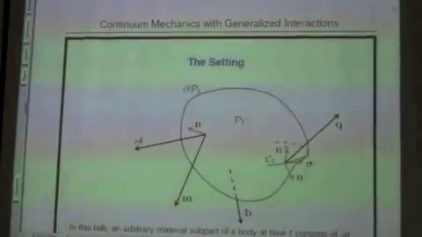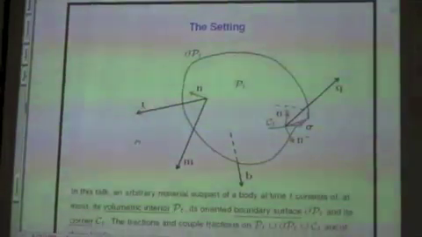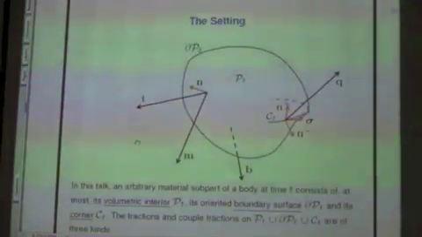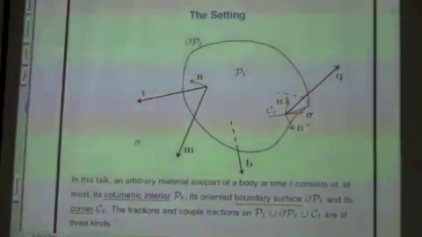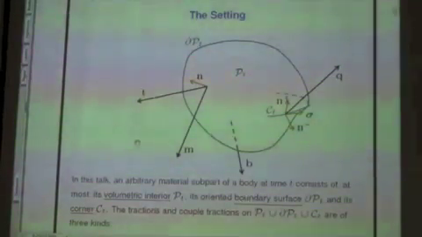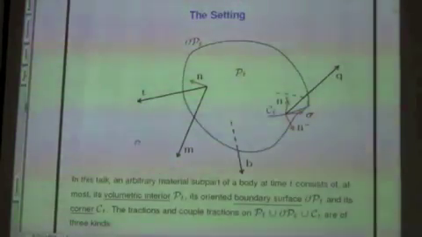The setting of my talk is basically, I conceive of this body. The picture is an arbitrary part of the body. So the body, I've not drawn the body. This is an arbitrary part. And I put a corner on that arbitrary part, C. This is the arbitrary part of a body at time t in its motion.